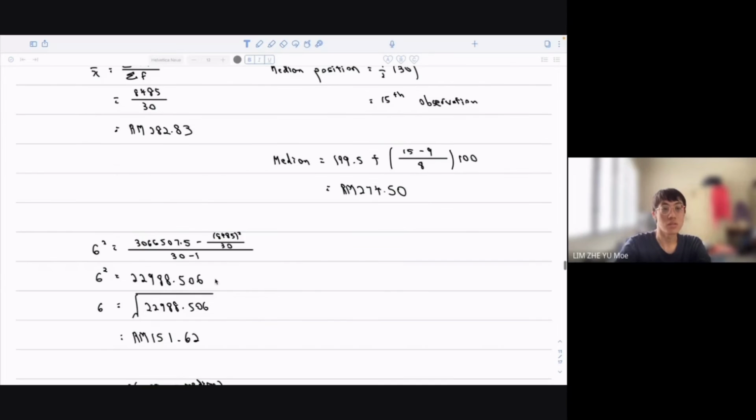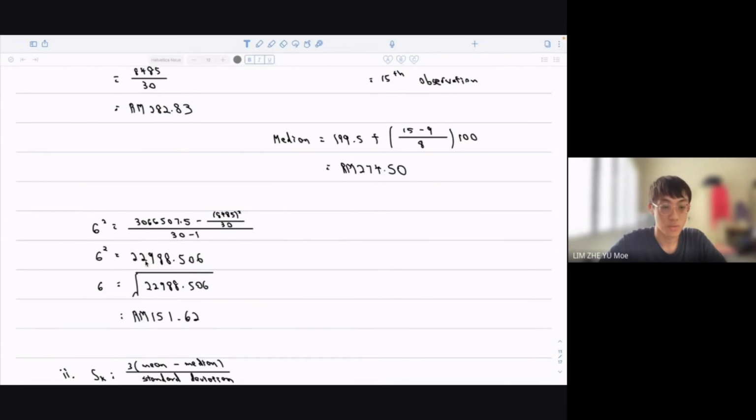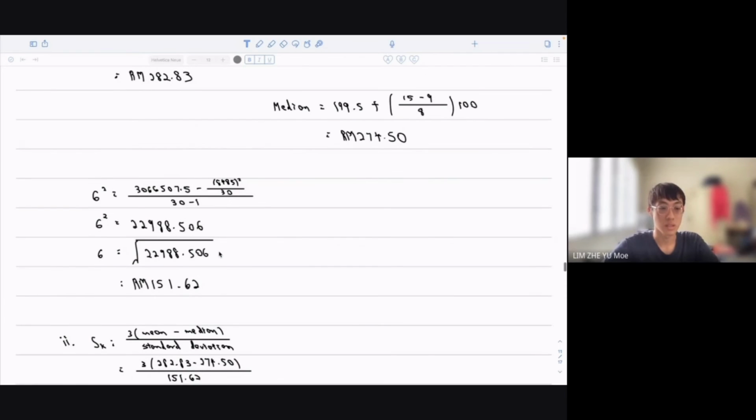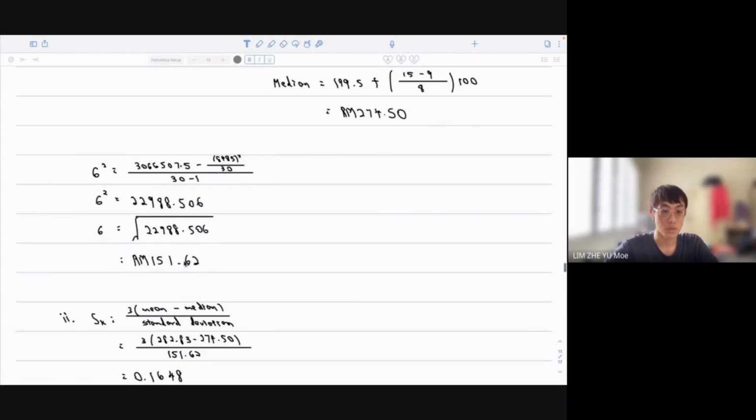Lastly, the standard deviation. First, we need to calculate the variance. To calculate, we just need to substitute the values into the formula, and we will get the variance is 22988.506. Then we will get the standard deviation, which is equal to the square root of the variance, which is 151.62.